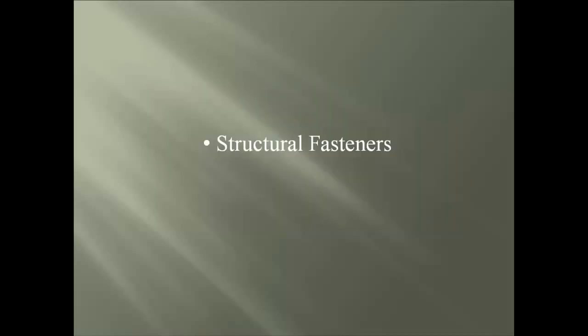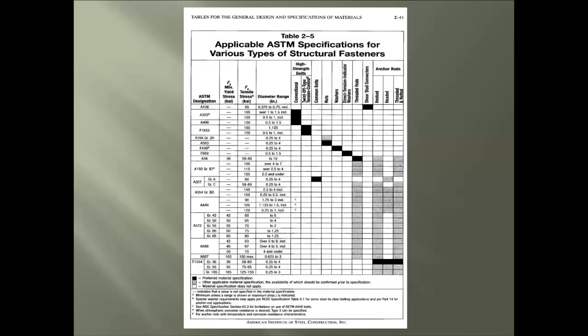The second item of dimensions and property is a handy table that simplifies the various types of structural fasteners used within the industry. And that is Table 2-5, which breaks down the different available ASTM designations as we see here. Next is the fastener material strength.